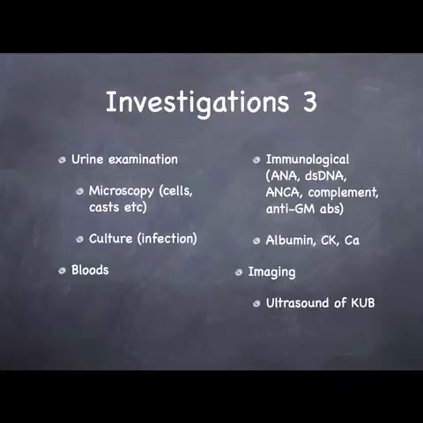Other important things will be albumin, which may be low, say, in nephrotic syndrome, CK, which may be elevated in rhabdomyolysis, and calcium that may be significant in a variety of disorders. You also, of course, want to think about imaging tests, and as we mentioned, the most important one of these really is ultrasound of kidneys, ureters, and bladder to try and pick up that 10% obstructive cause.